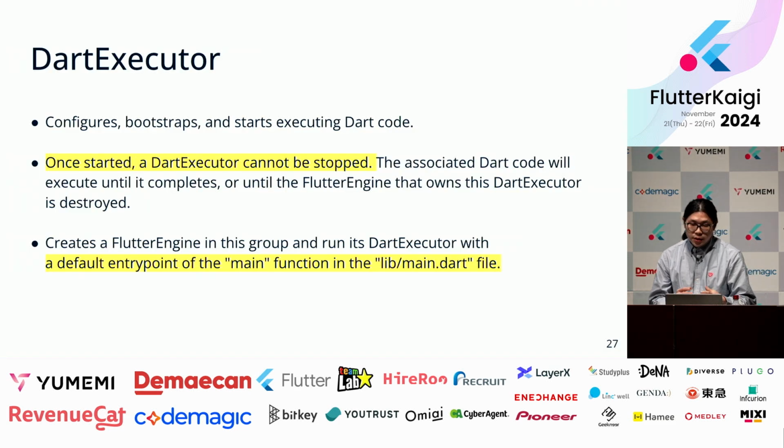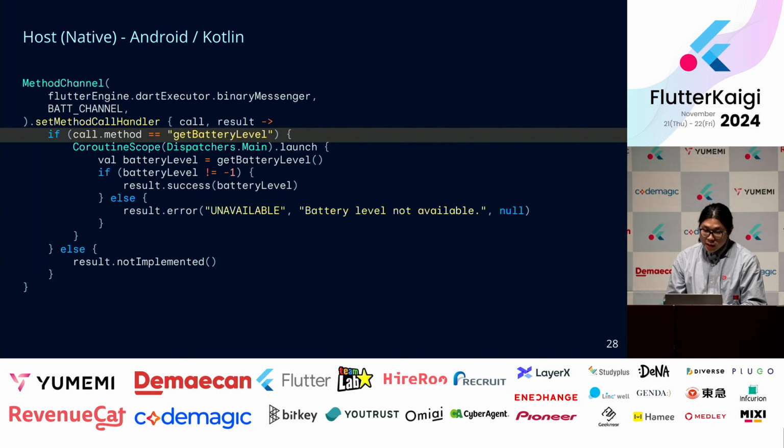The Dart executor runs the Dart code, starting with the main function in main.dart, and keeps going until the code finishes or the Flutter engine is destroyed. Inside the setMethodCallHandler method, we need to define the code that will execute when the getBatteryLevel method is invoked from Flutter using invokeMethod.